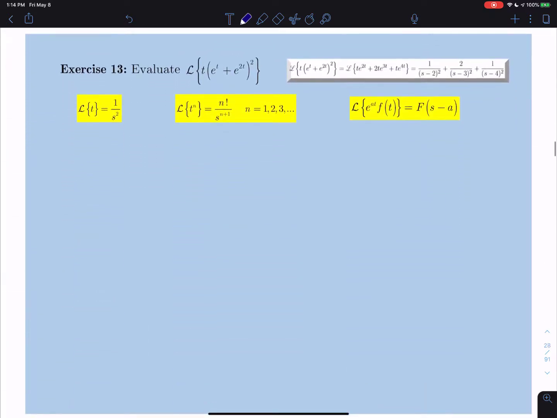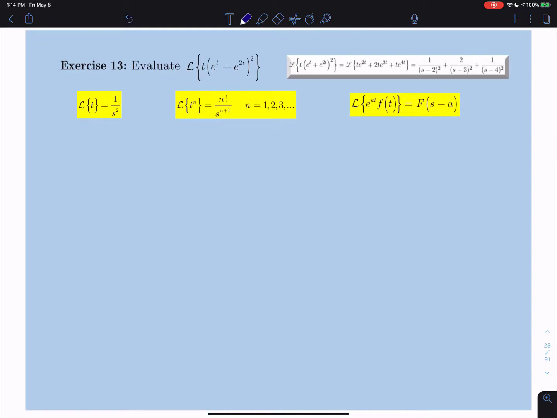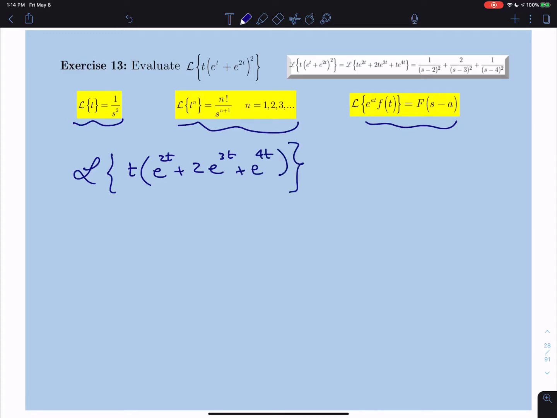Same thing here, just more examples for you to work on. I've given you the 3 things you need to do this example. Again, you will obviously not use the definition, but you'll write this and open up e to the t plus e to the 2t to the power of 2, the binomial expansion: e to the 2t plus 2 e to the 3t plus e to the 4t, and then you multiply out the t: t e to the 2t plus 2t e to the 3t plus t e to the 4t.